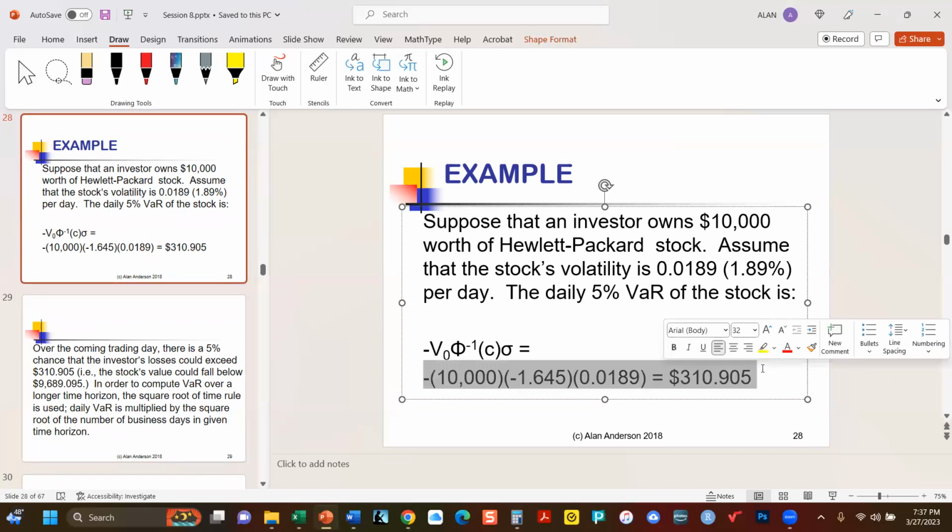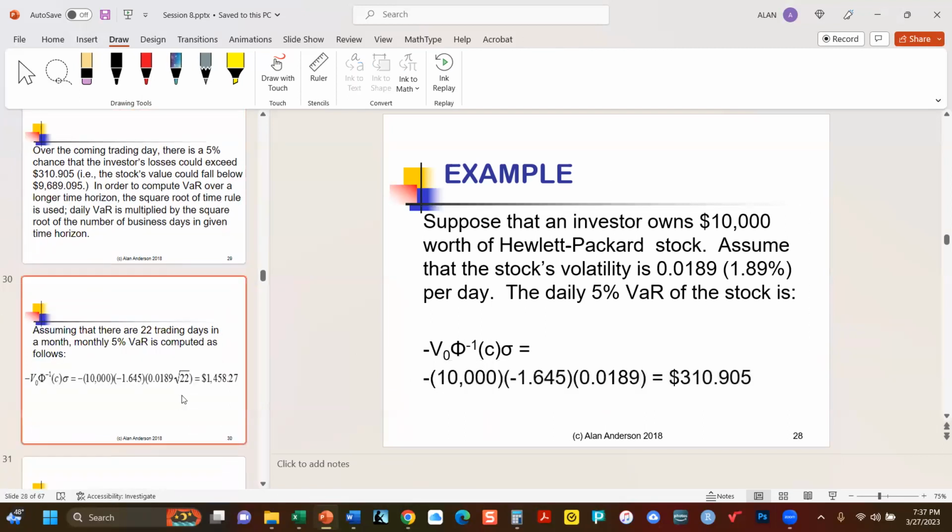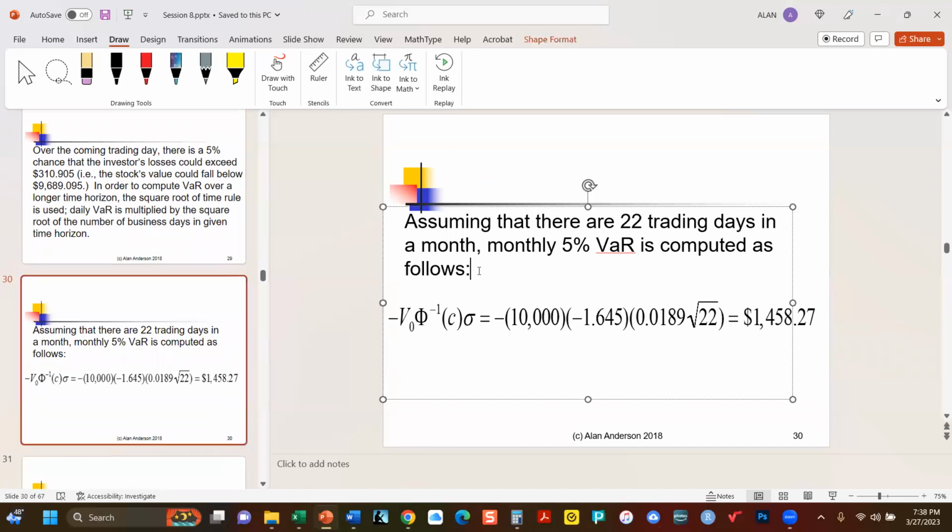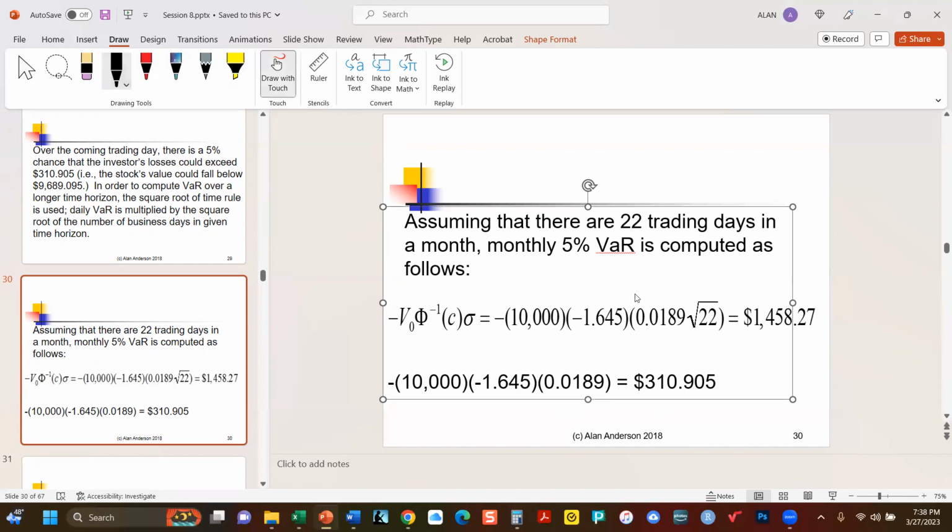Let me just copy this. And that involves the square root of time rule. Because remember, now we're dealing with a month, which we're assuming has 22 trading days. So we're going to multiply the volatility by the square root of 22, because that number that we're going to get is now the monthly standard deviation. Whatever that number is, it's multiplied by the same first two numbers.